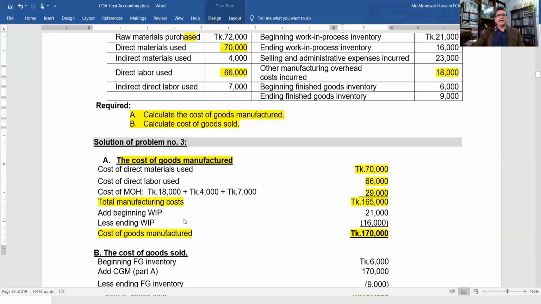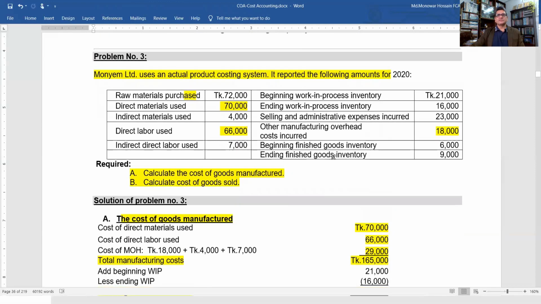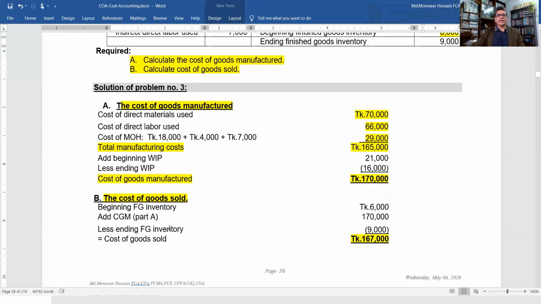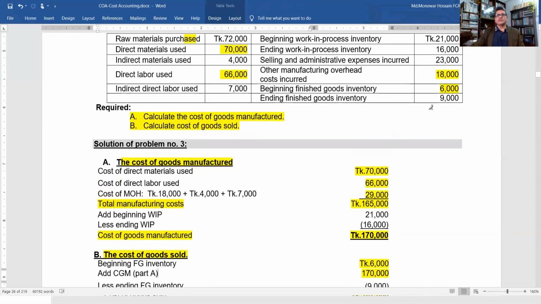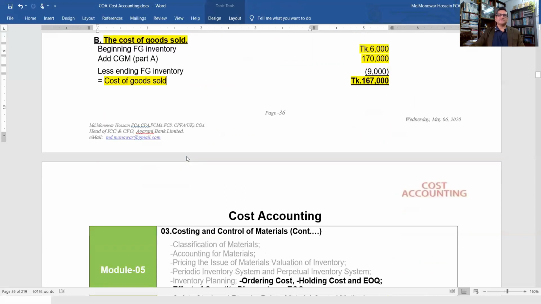Okay, and cost of goods sold: beginning finished goods inventory 6,000, this one, add cost of goods manufactured that we calculated, 1,70,000, this one, less ending finished goods inventory, look, 9,000. So cost of goods sold is 1,67,000. Okay.